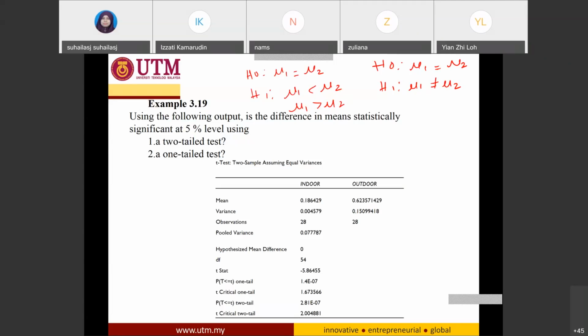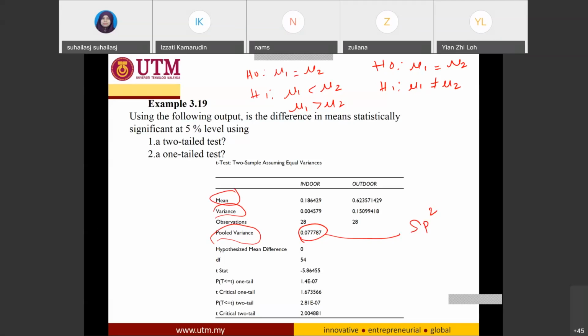it is a comparison between indoor and outdoor. Okay, you have your mean, this is your mean, and this is also your variance. After that, there is the pooled variance. The pooled variance is your Sp square, the pooled estimate. It means we have already calculated it, we did not run the analysis using programming. So this is the output.